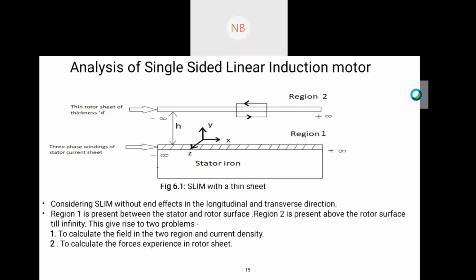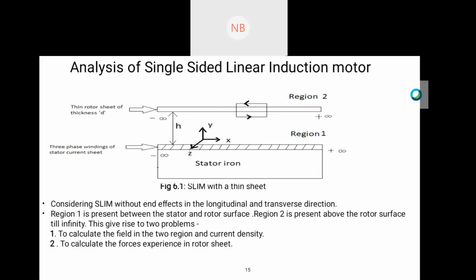Next slide is about the analysis of the single-sided induction motor. The analysis of SLIM is rendered difficult due to the open air gap of the machine, which gives rise to longitudinal effects and transverse edge effects. In order to simplify this analysis, first I considered a SLIM without end effects in the longitudinal or transverse direction. In figure 6.1, you can see a coordinate system fixed to the rotor, and the origin is lying just above the stator surface.